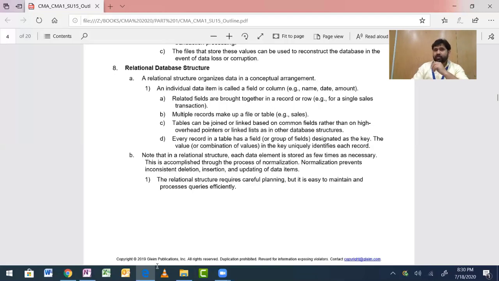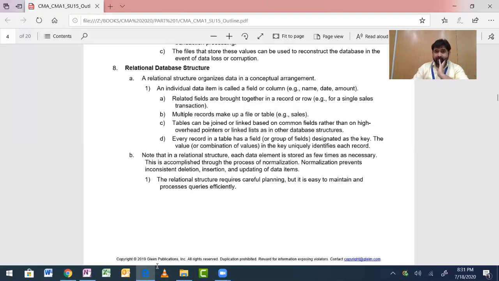Fine. So related fields. If you have used filter in Excel, okay, so that kind of thing. Multiple records make up a file or table. So many pieces of information will be recorded in the file or table. Tables can be joined or linked based on common fields. And then every record in a table has a field designated as the key. Okay, I think you have to read this relational database structure because it is a specific thing, and the explanation of that is given, that how it should be.